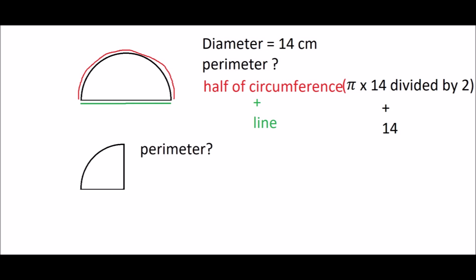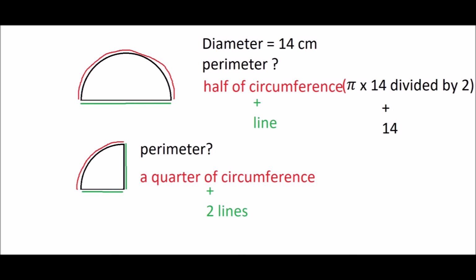How about if it's a quarter? What is its perimeter? Well, it's a quarter of the circumference plus 2 lines. And remember that the 2 lines are actually the radius. So pi times 14 divided by 4 plus 7, because remember it is the radius.